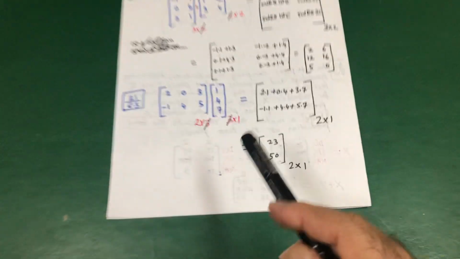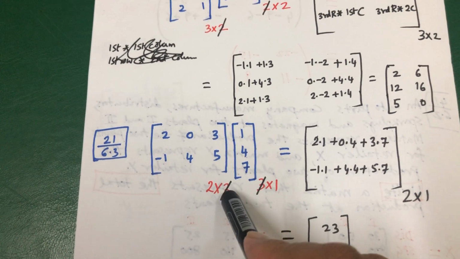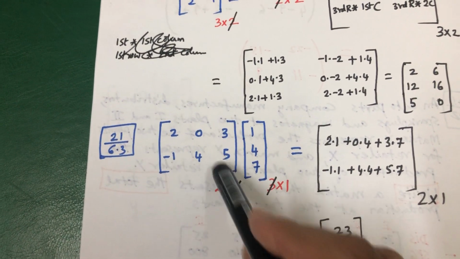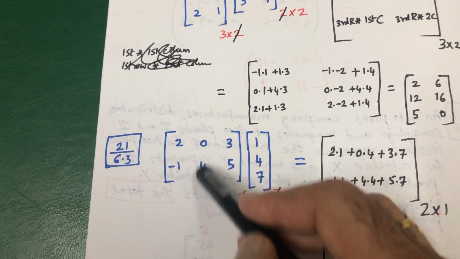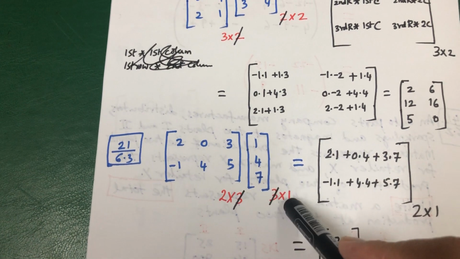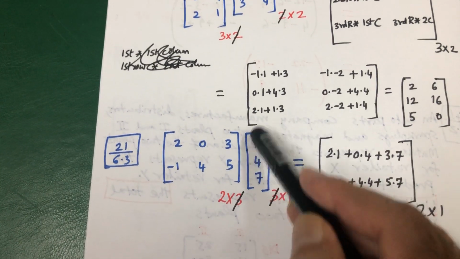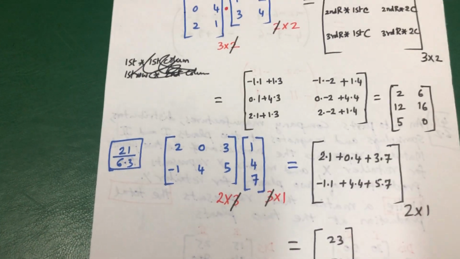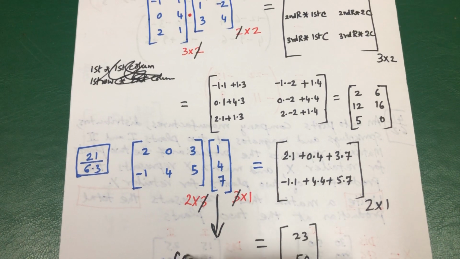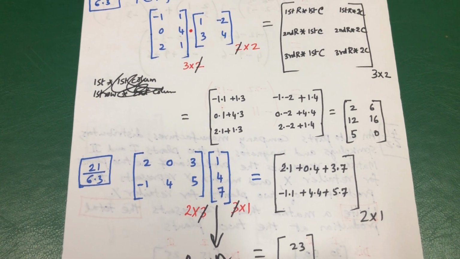We will do one more problem in matrix multiplication. Here is a matrix 2 by 3 and here is a matrix 3 by 1. How many rows? First row, second row, 2 rows. How many columns? First column, second column, third column, 3 columns. This is only one column. And how many rows? First row, second row, third row, 3 rows. 3 rows, 1 column. This is called a column matrix.